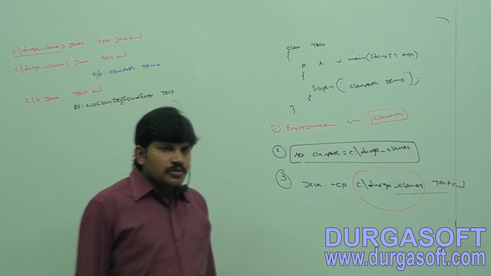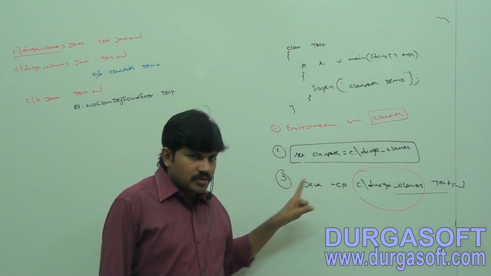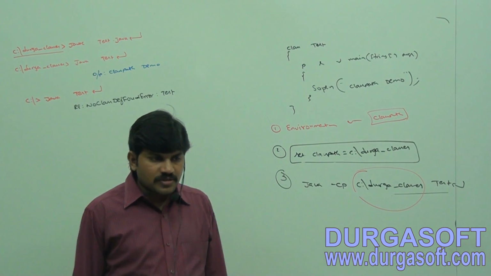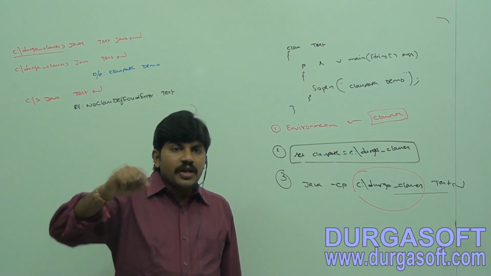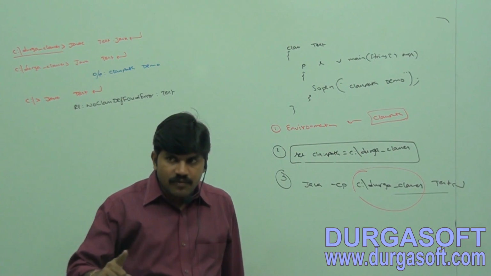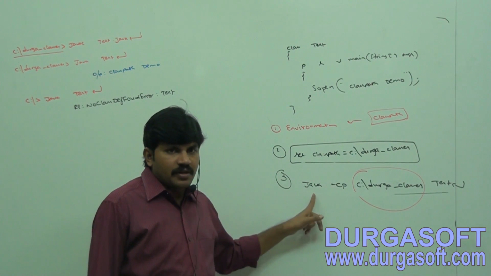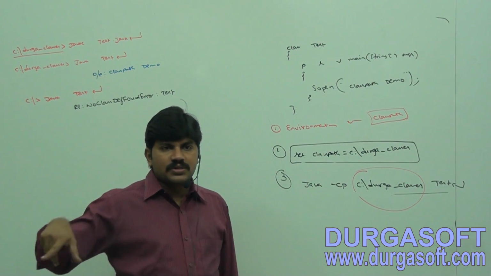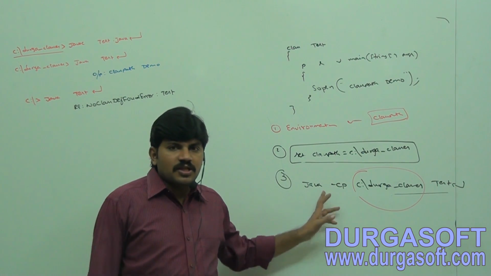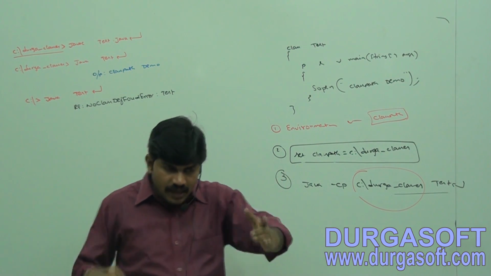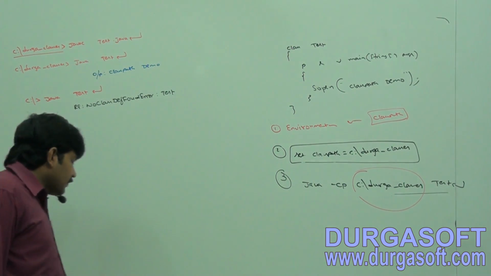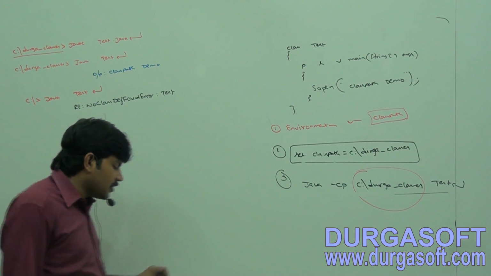So better to highlight within the box. Take this one also within the box. This way of setting class path will be preserved only for this particular command. Once this command is closed, automatically this class path will be gone. Are you getting that?